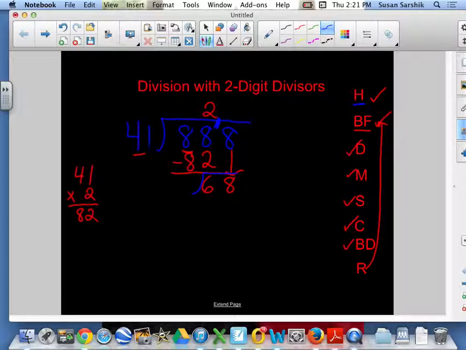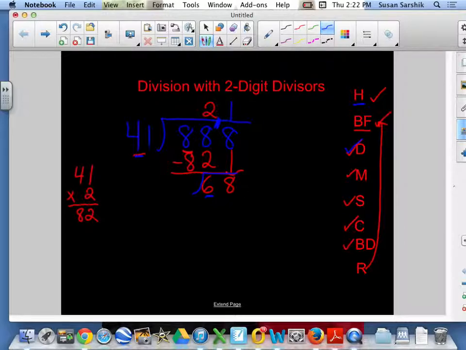I now again look at my basic fact. I'm looking at how many groups of 4 can I get in 6. I think of a basic fact. 4 times 1 is 4. 4 times 2 is 8. 8 is too big, so I'll have to go with a 1. So above the 8 that I've just brought down, I'm going to put a 1. That basic fact is just a hint to tell me what numbers I should guess or start with.